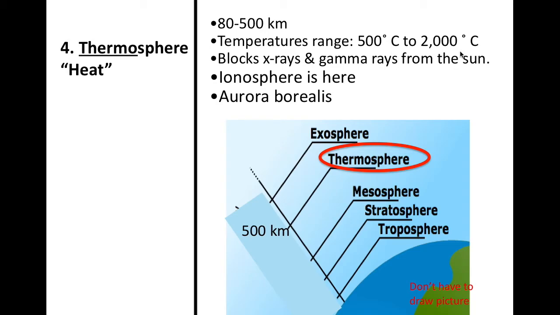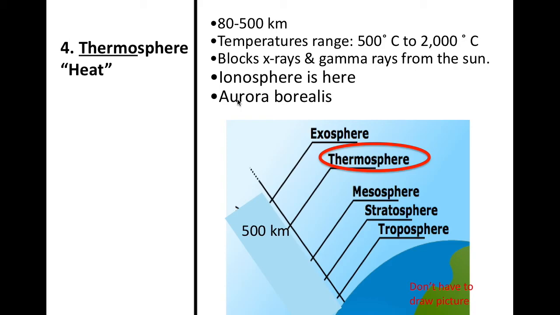This is pretty hot. It blocks X-rays and gamma rays from the sun, which is electromagnetic radiation from the sun, which can be very harmful to us. There is another layer called the ionosphere. And the ionosphere goes from the mesosphere through the exosphere.